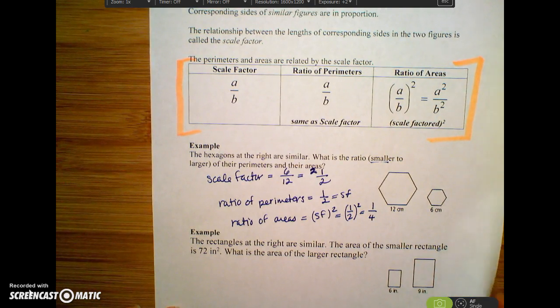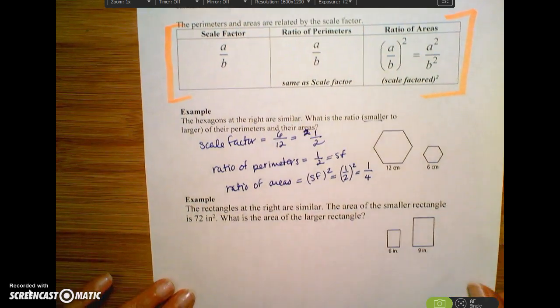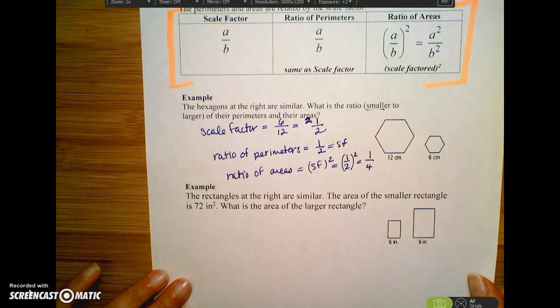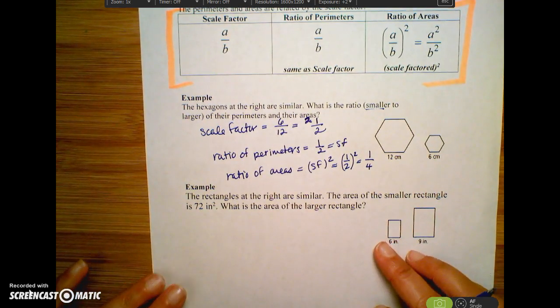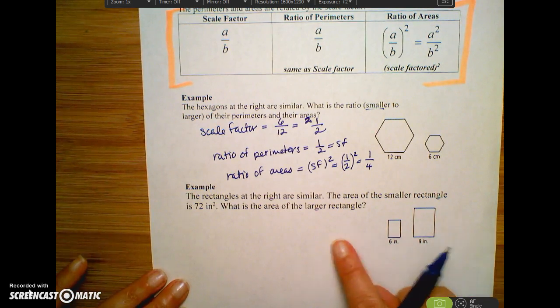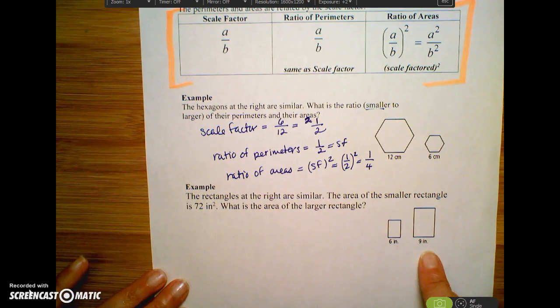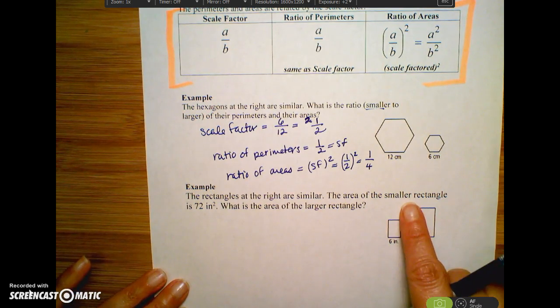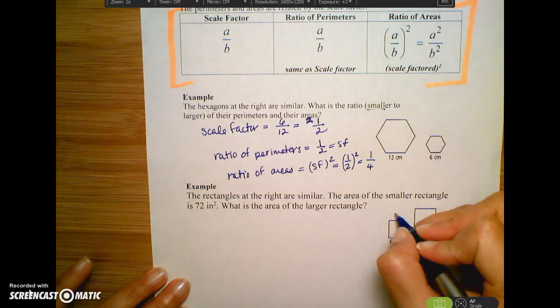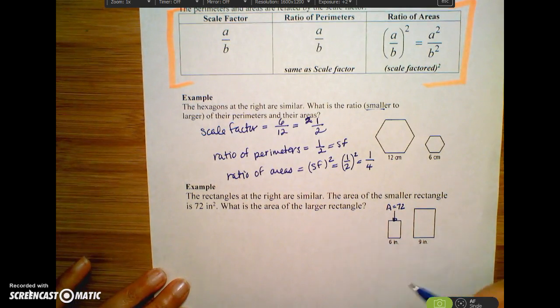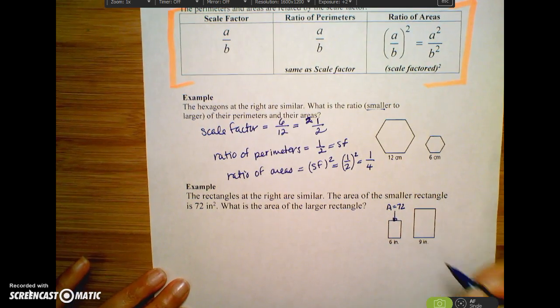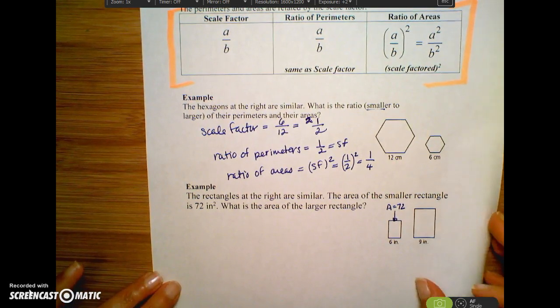Okay, so in the second part, we have another example where we're actually going to put this information into practical use to solve for something. So it says the rectangles are similar to each other. The area of the smaller rectangle is 72 square inches. And the area of the larger rectangle is the question, what we're looking for.